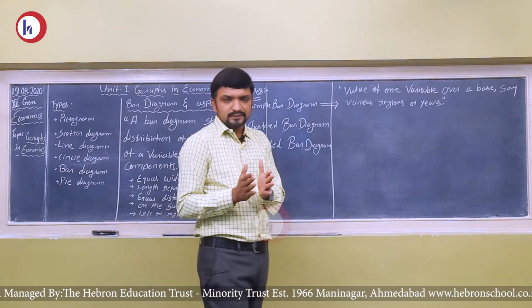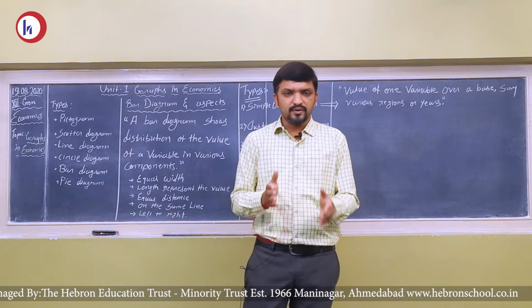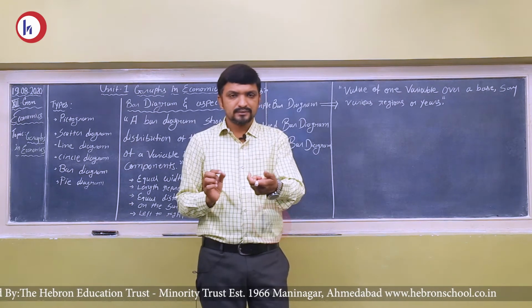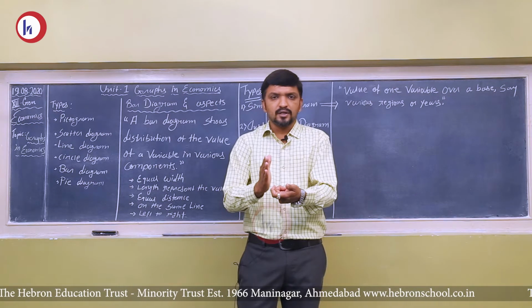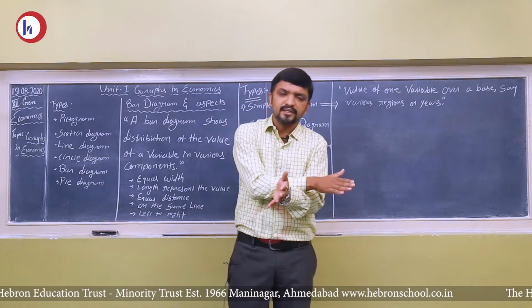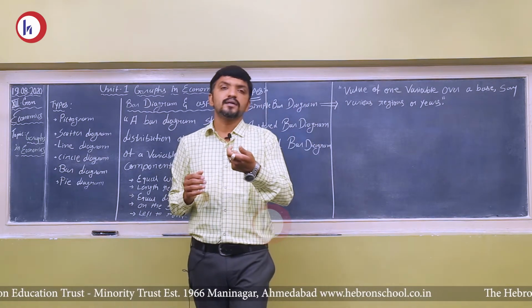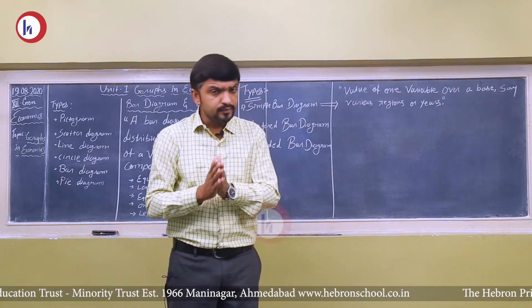Number 3, equal distance. Between two bars, there must be equal distance. It means when you are presenting the data with the help of bars, even from the starting line to the first bar, or between the first and the second bar, or second and the third bar, or third and the fourth bar, there must be an equal distance. There must be the same distance.